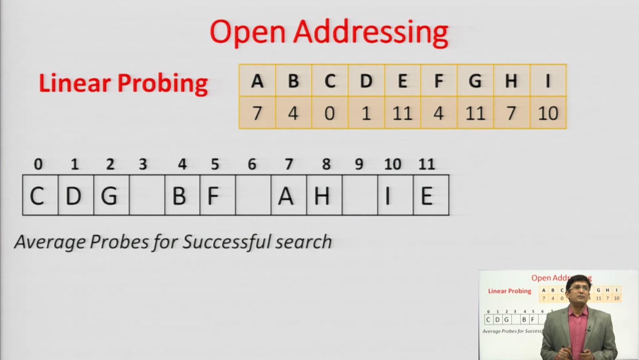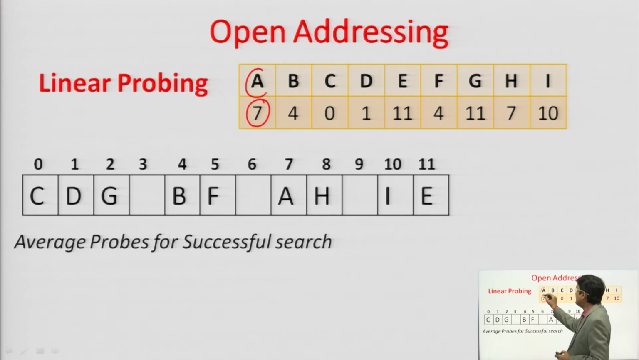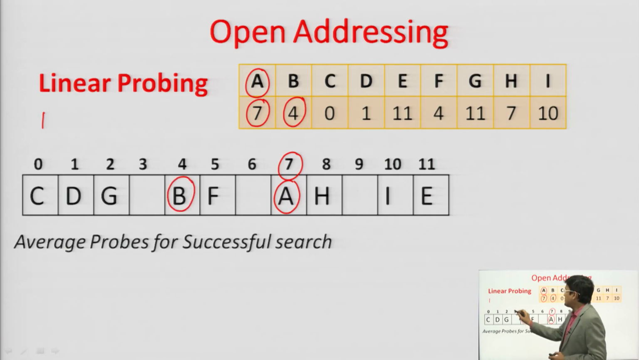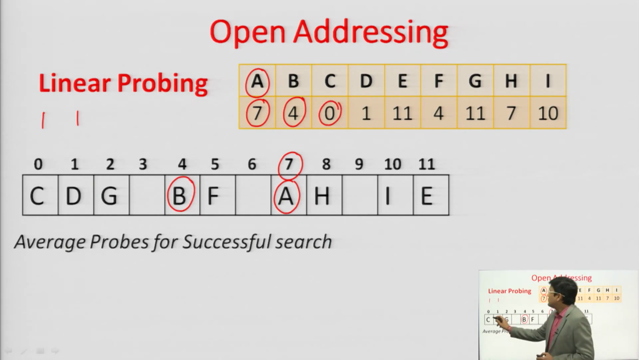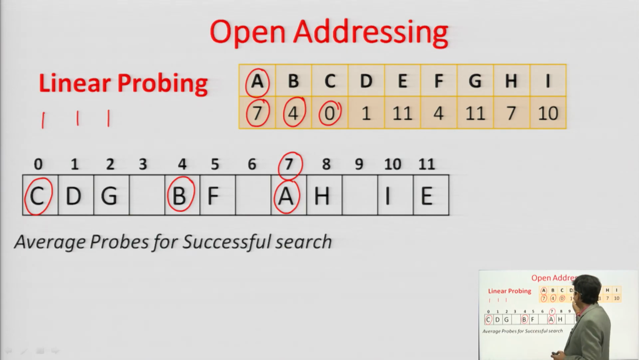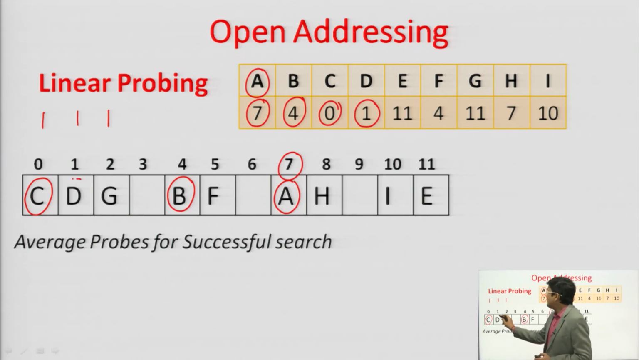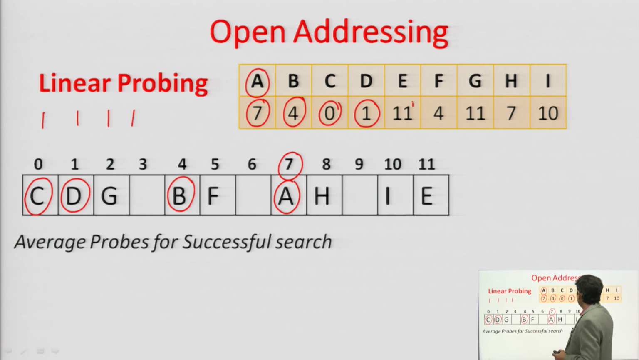Now what is the average number of probes we required for the successful search? Let us say we are searching for A, which has a location 7. So A will be found at 7 location only, so you require 1 comparison. B, location number 4, can be found at location number 4, so in 1 comparison only you can find this B. C has a 0 location, C can be found at 0 location, so 1 comparison. D has a 1 location, D can be found at 1 location. E has 11 location, E can be found at the 11 location in 1 comparison only.